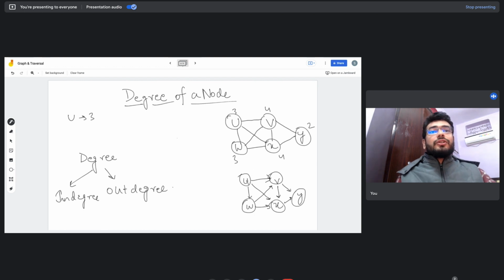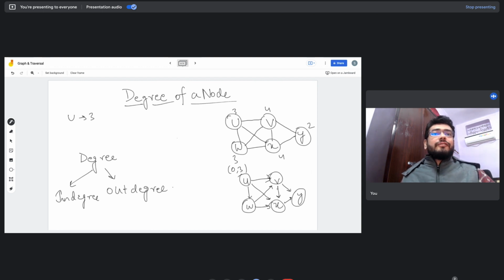So if we talk about U, there are 3 edges coming out from U. There is an edge pointing from U to V, an edge from U to X, and an edge from U to W. But on the other hand, there is no edge pointing towards U. So the number of edges pointing towards U represents its in degree, and the number of edges pointing out from U represents its out degree. So the in degree of U is 0, but the out degree of U is 3, because there are 3 edges pointing out from U.